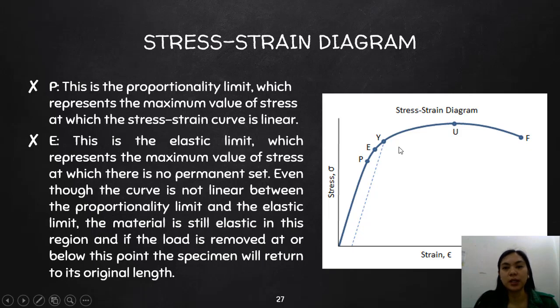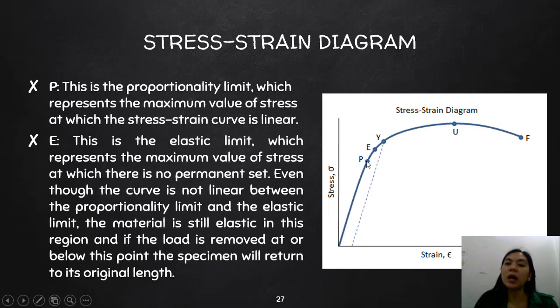So, next is your letter E. We call this your elastic limit. So, what is the elastic limit? It represents the maximum value of stress at which there is no permanent set. Even though the curve is not linear between the proportionality limit and the elastic limit, the material is still elastic in this region. And if the load is removed at or below this point, the specimen will return to its original length. So, this is the elastic limit.